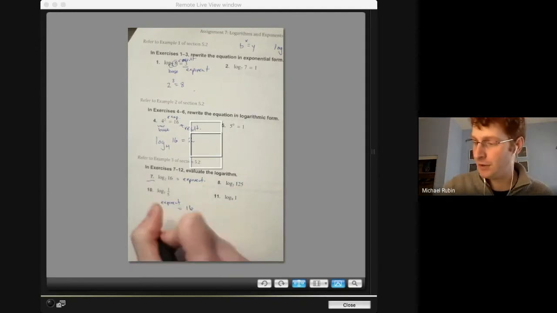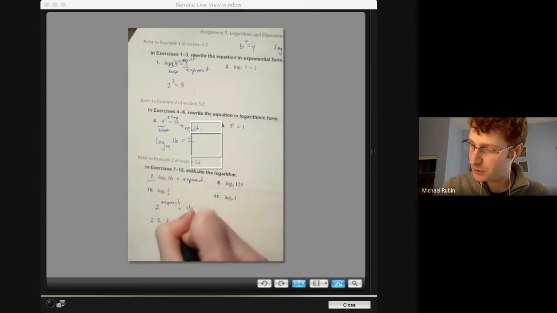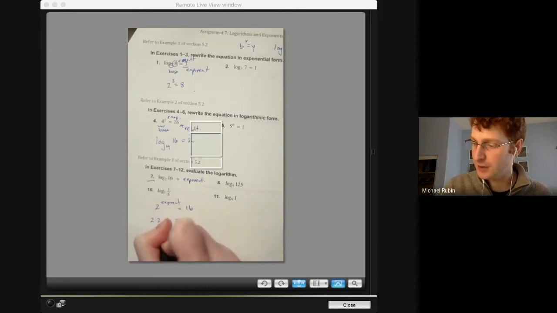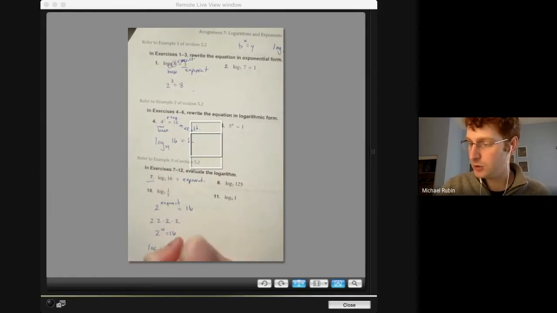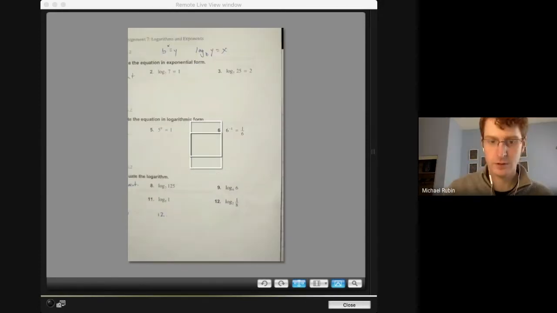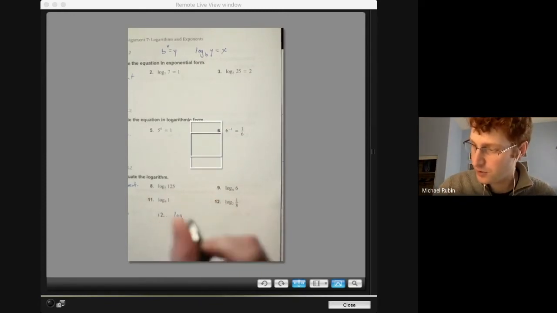And I know that 2 times 2 is 4, times 2 is 8, times 2 is 16. So I know that 2 to the 4th power is 16. So therefore, log base 2 of 16 must be equal to 4. So problem number 12 is asking you to do the same thing as problem number 7. However, the result is a fraction.